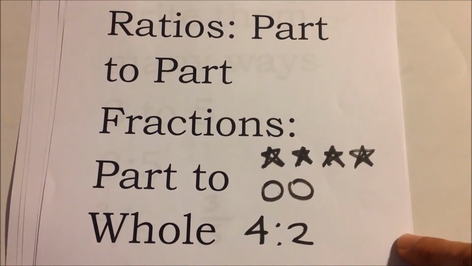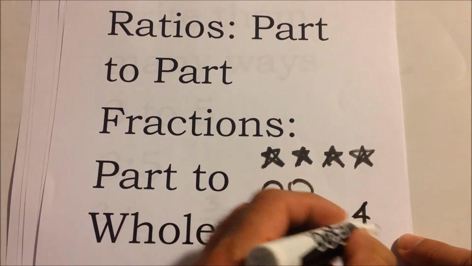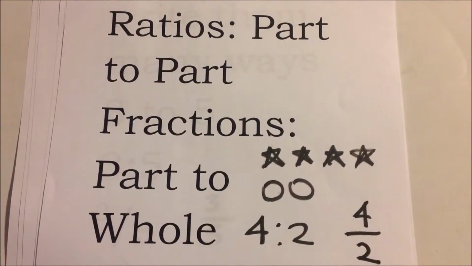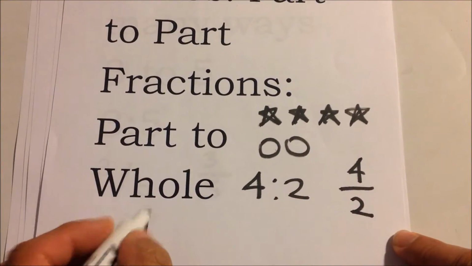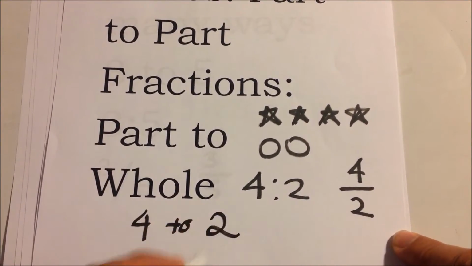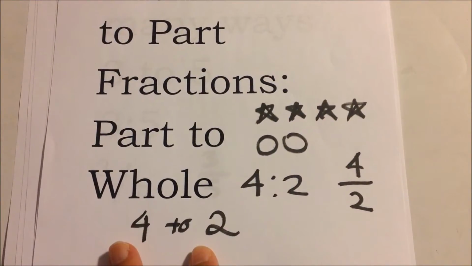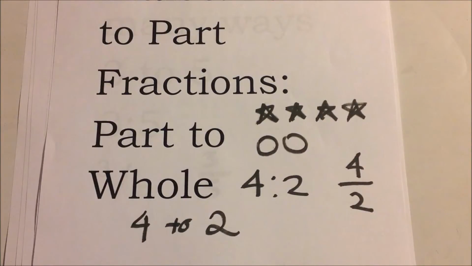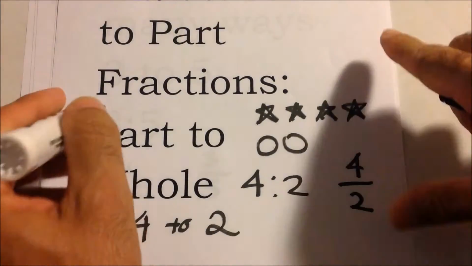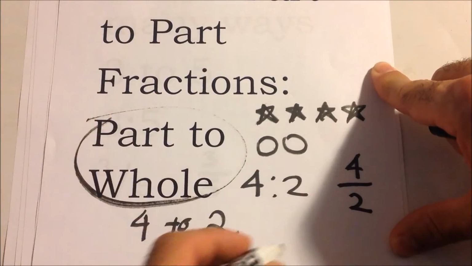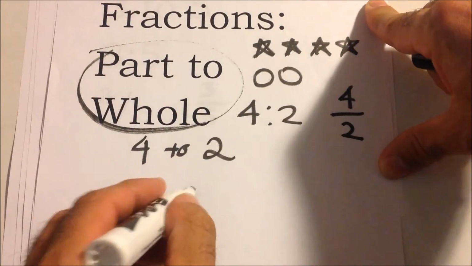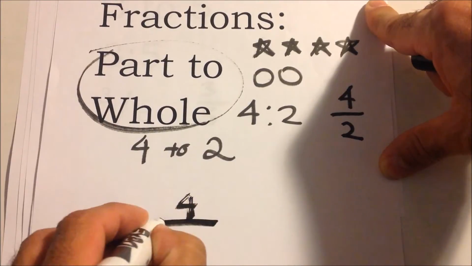You can write it like that. Or you can write it like a fraction, 4 to 2. Or you can just say 4 to 2. You can also write it as words. You can say for every 4 stars, there's 2 circles. Now, with a fraction, you would say, what is the fraction of stars? Fractions are part to whole. There are 4 stars, and the total amount of shapes you have is 6.